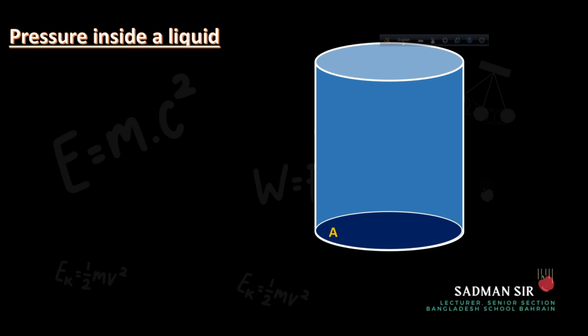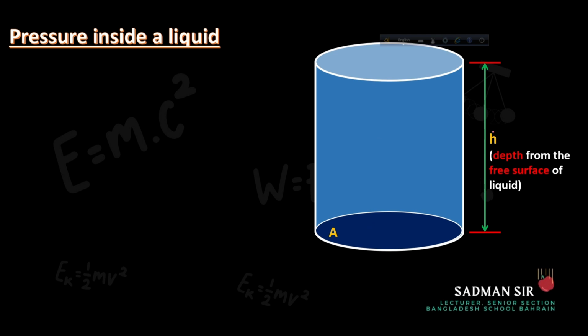is A. Now, to calculate the pressure, we will need the depth of the liquid, okay, the depth of the bottom surface from the free surface. So as you can see here, this is considered as the free surface of the liquid, right, which is in contact with the environment. So from here, the depth of the bottom surface is h.